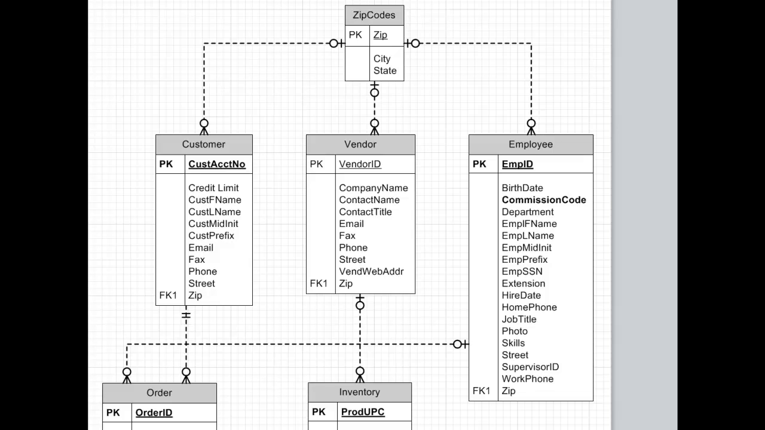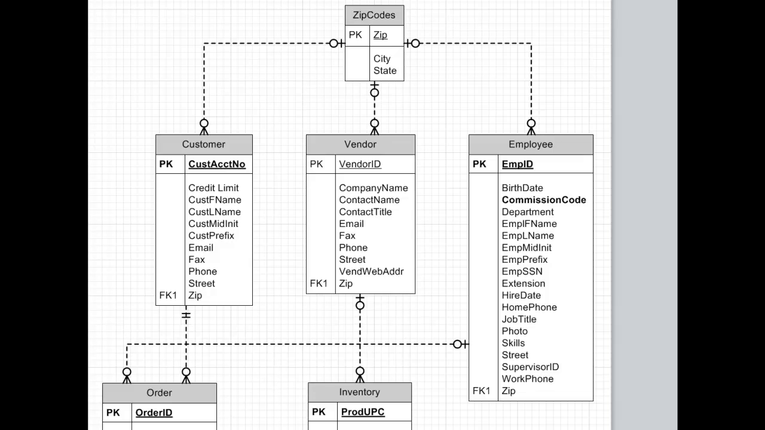The many side of these relationships, the entities customer, vendor, and employee, all have foreign keys back to zip codes, specifically back to the primary key, which is zip. However, in none of these cases is zip part of the primary key for customer, vendor, or employee.